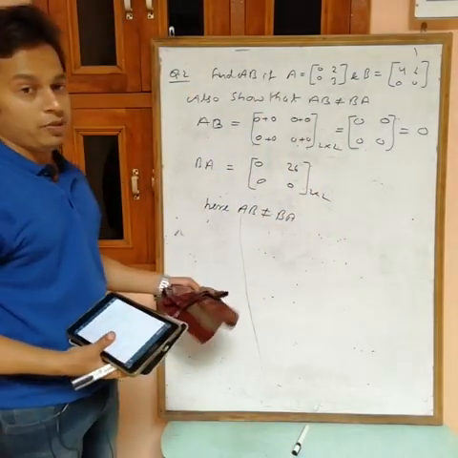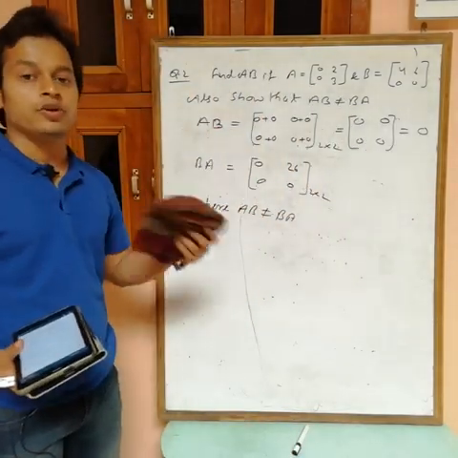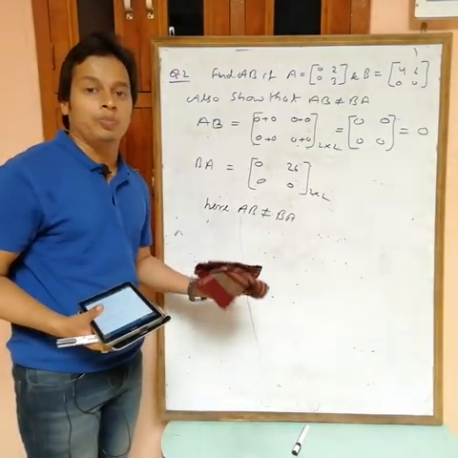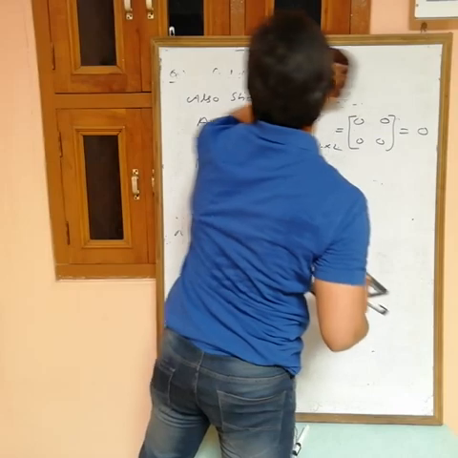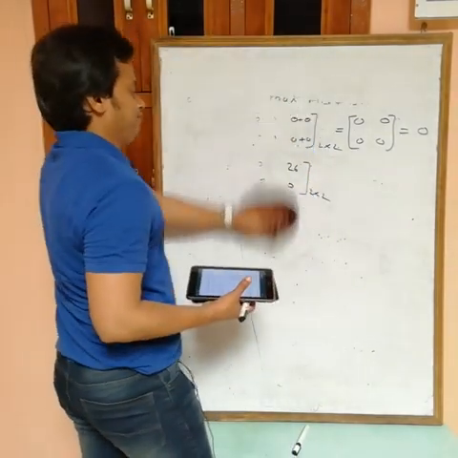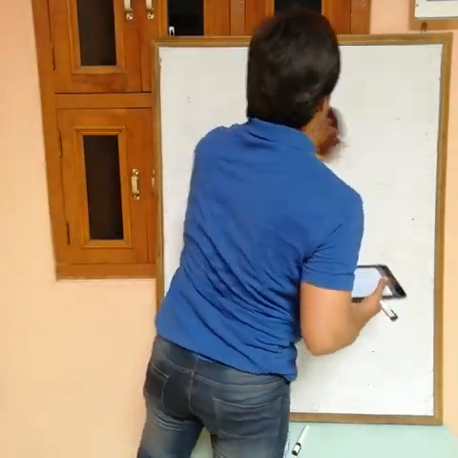Okay, right. So remember, if AB is a null matrix, it is not necessary that either A is a null matrix or B is a null matrix. Okay, now what is next?